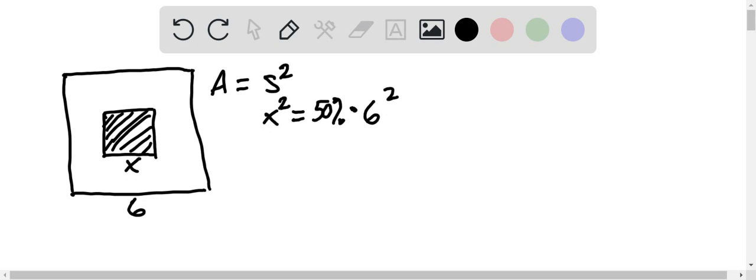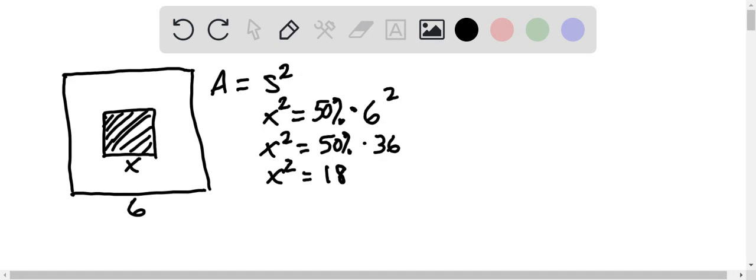So let's simplify what we can simplify. If I don't know what x is, I clearly don't know what x squared is. But I could do this, 50% times 6 squared. And what is 50% of 36? It's 18.